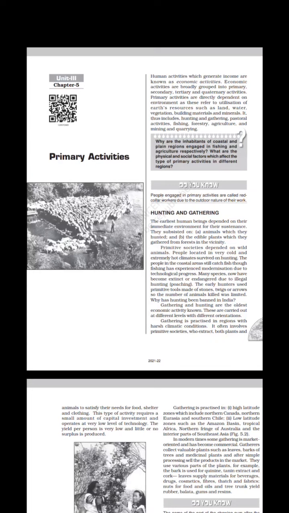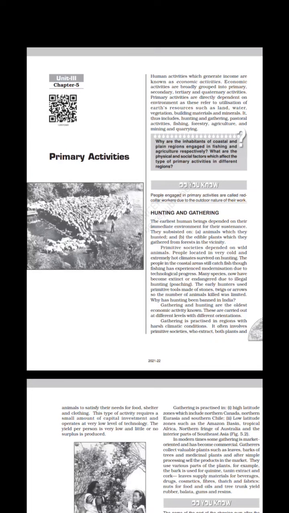Do you know people engaged in primary activities are called red collar workers due to the outdoor nature of their work? Hunting and gathering. The earliest human beings depended on their immediate environment for their sustenance. They subsisted on animals which they hunted and the edible plants which they gathered from forest in the vicinity. Primitive societies depended on wild animals.